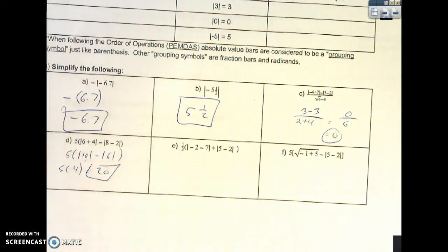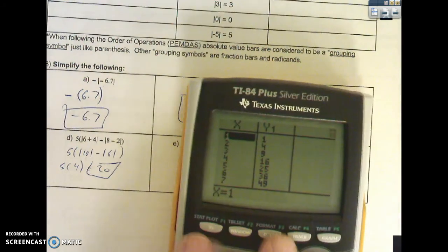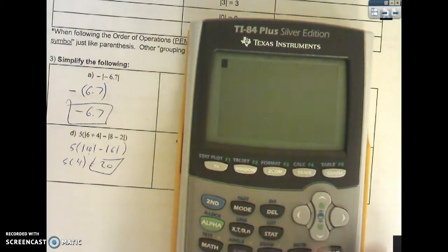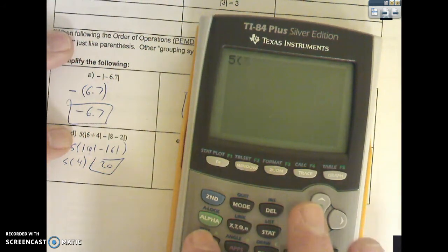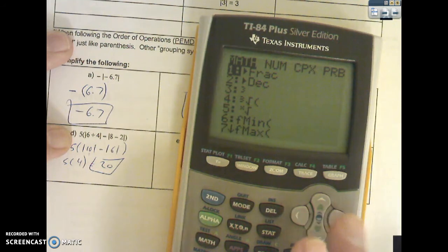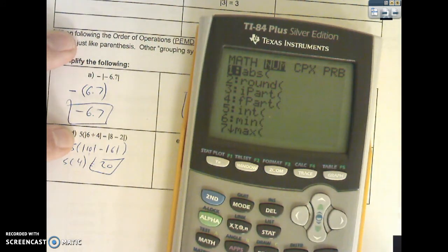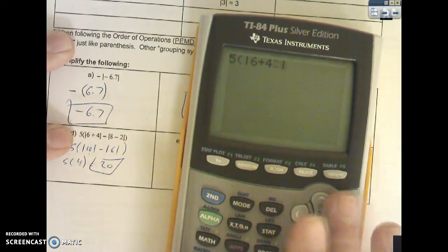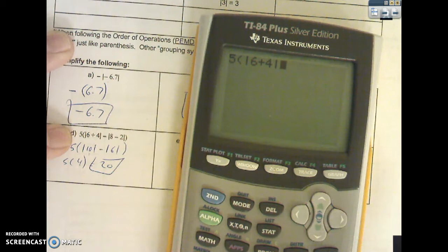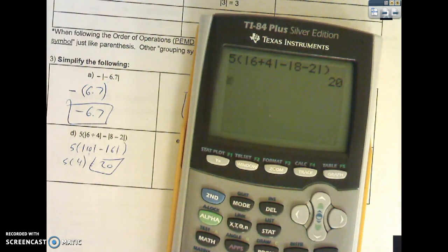There we go. Last thing to kind of wrap up here. If you look at part D, there is an absolute value button on your calculator. So you can actually type these entirely into your calculator. I'm typing it exactly as I see it. 5, parentheses. If you hit the math button, go to the right once, you'd see this thing saying ABS. If you hit enter here, this is a newer calculator, so it actually has the absolute value bars right there. I could type in 6 plus 4, hit the right arrow key to get out of there, minus, same thing. Get out of it, close it, hit enter, and I still win with 20.